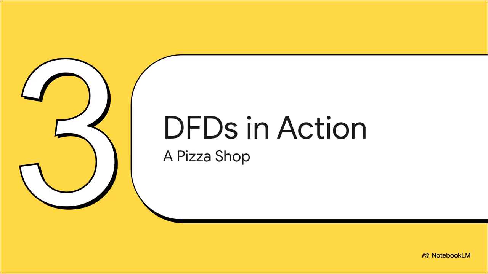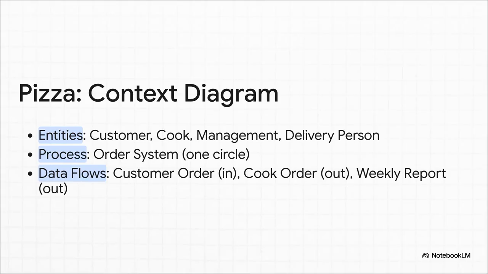Let's make this totally real. We are going to map out the data flow for a business that I think we can all understand. A little local pizza shop we'll call Perfect Pizza. Okay, so this is our 30,000-foot view, the context diagram. At this highest level, the entire order system is treated as just one single process.